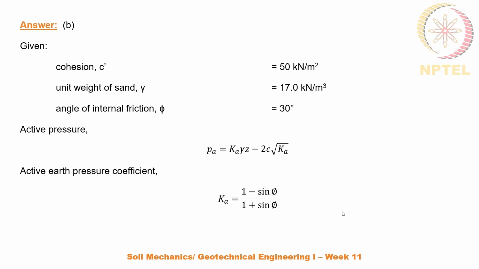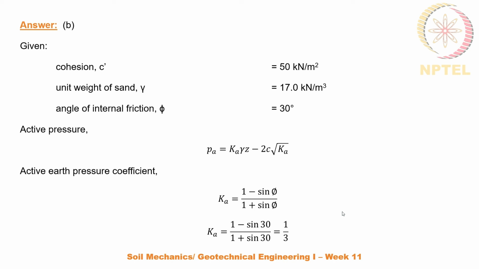Here Ka, the active earth pressure coefficient, is equal to (1 minus sin phi) by (1 plus sin phi). Substituting phi as 30 degrees, we have the coefficient of active earth pressure equal to 1 by 3.